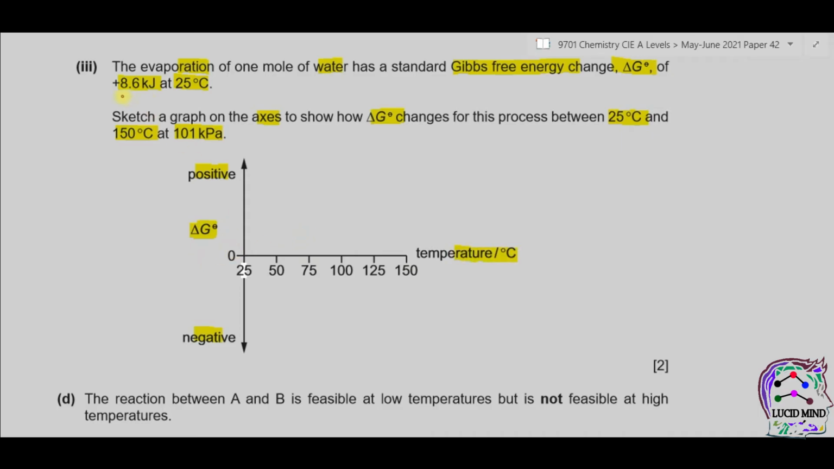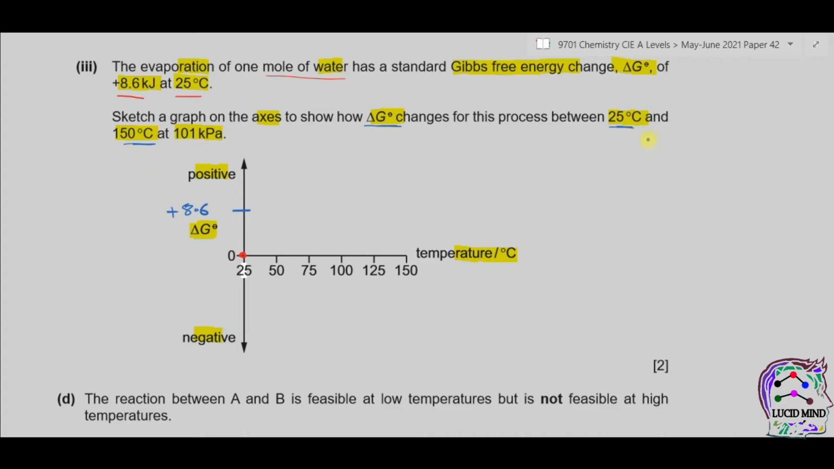This is temperature in degree centigrade. Now they have given the value of delta G at 25 degrees centigrade. This is 25 degrees centigrade and the value is 8.6 for evaporation of 1 mole of water. So we can put this value, as this is positive, we can put it anywhere here. So it is 8.6 kilojoules per mole. Now it says to sketch a graph and show delta G change for 25 to 150 degrees centigrade.